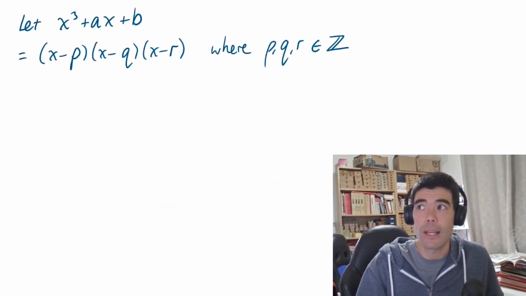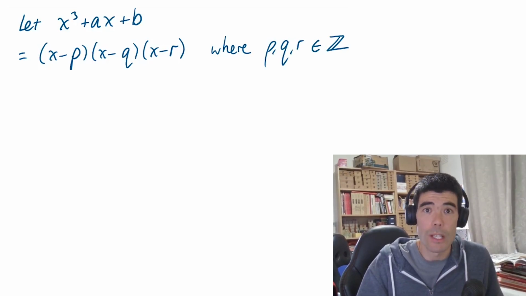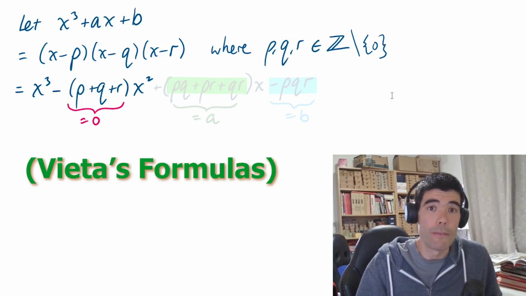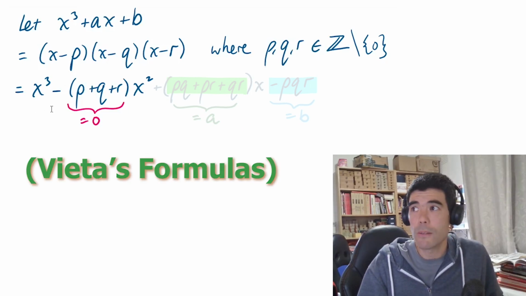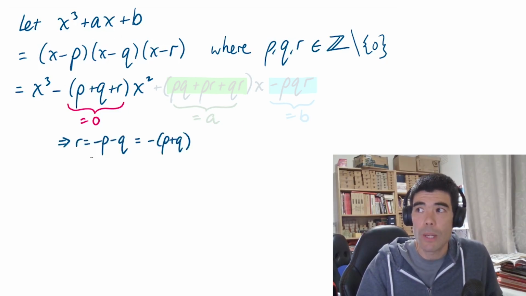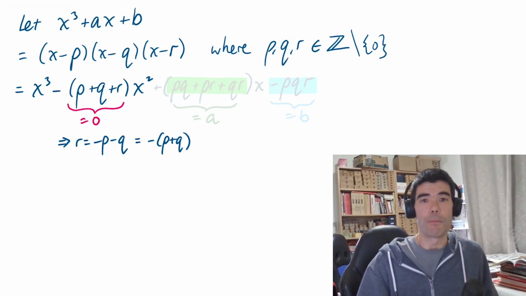So what we can do is write x cubed plus ax plus b in this form, (x minus p)(x minus q)(x minus r). And we can always do this if this polynomial has 3 integer roots. Some of them could be the same and that's fine, but let's say they're non-zero. Expanding out these 3 brackets or using Vieta's formulas, we can write the polynomial in this form. The x squared term would be negative p minus q minus r, or negative (p plus q plus r). And that would have to be 0, because there's no x squared term in this polynomial, which gives us r would have to be negative p minus q, or negative (p plus q).